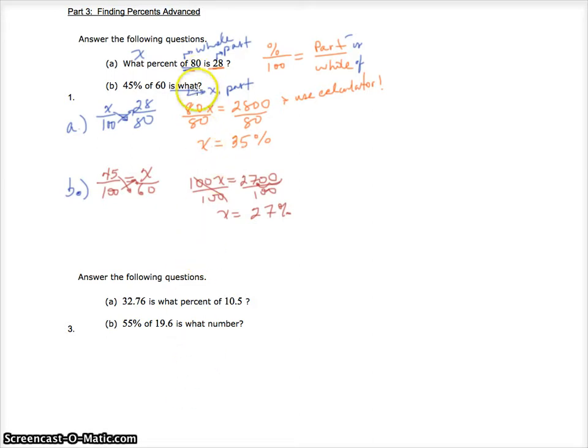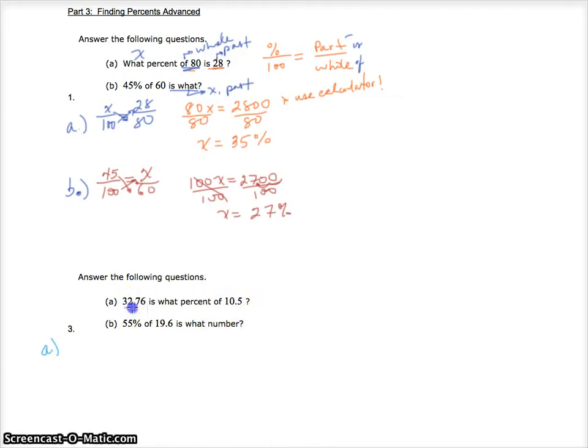So we just need to make sure that we identify what our part and our whole will be and set that proportion up. Let's look at one more example real quick. Here we're going to have part A. It says 32.76 is what percent of 10.5.